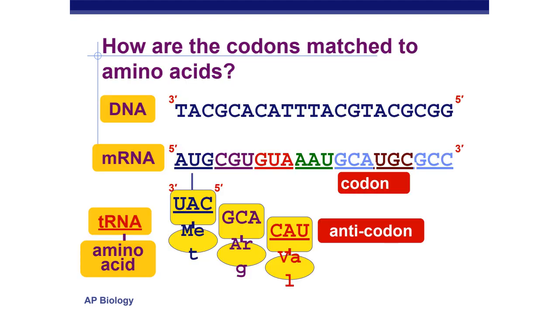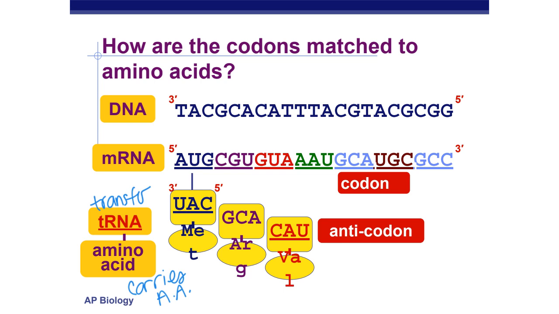Okay, so how do the amino acids actually get there? Now the messenger RNA is telling the cell, the ribosome, which amino acid needs to be placed there, but the amino acid doesn't move there, right? The amino acid is brought there by the transfer RNA. So remember, tRNA is transfer RNA. It's going to carry or transfer amino acids.